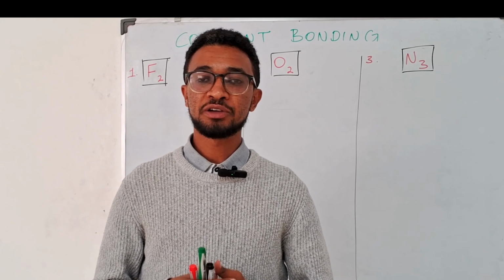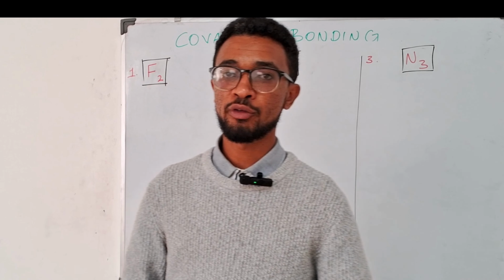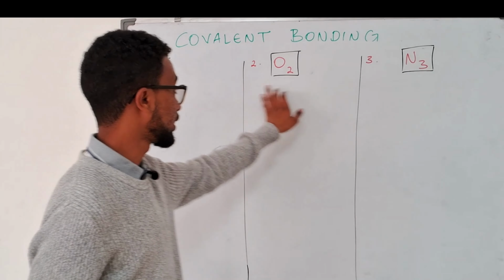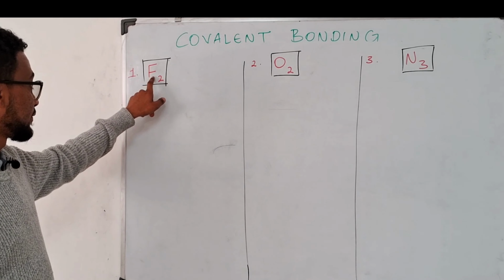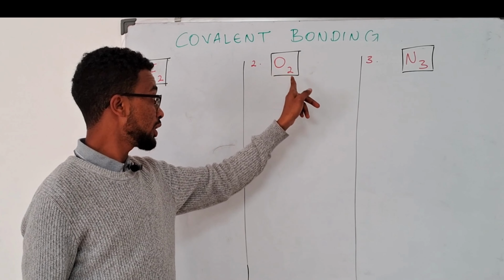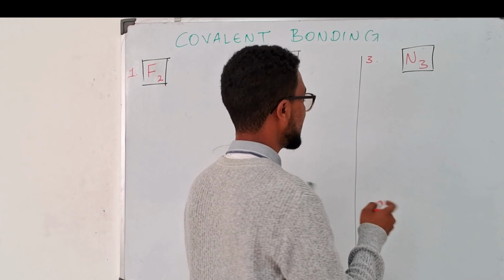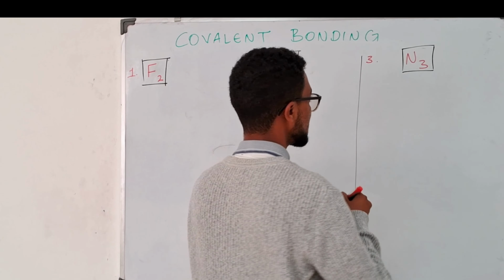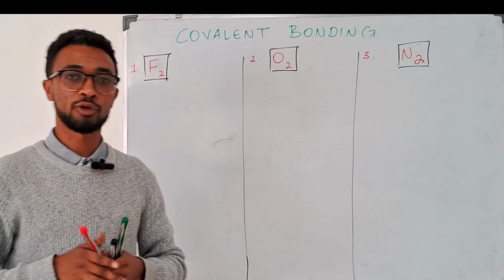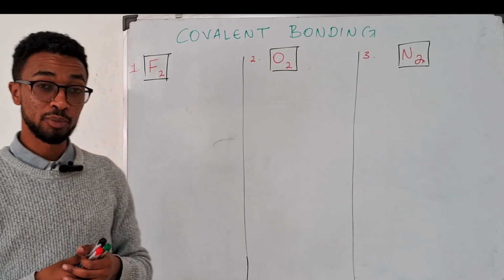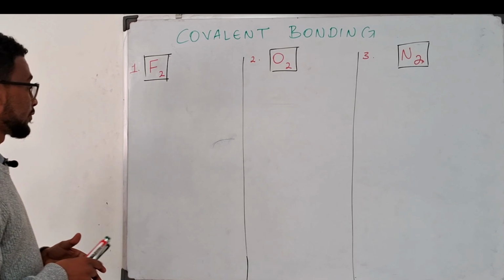So to help us understand the formation and the definition of covalent bonding, let's look at these 3 examples. The first one is the fluorine molecule, the second one is the oxygen molecule, and the third one is the nitrogen molecule, okay? So this will give us a brief understanding of the formation and definition of covalent bonding. Good, let's begin with the fluorine molecule.